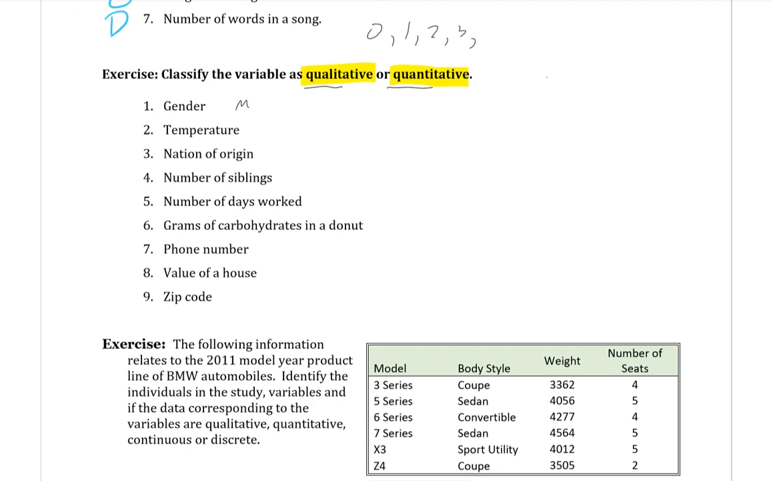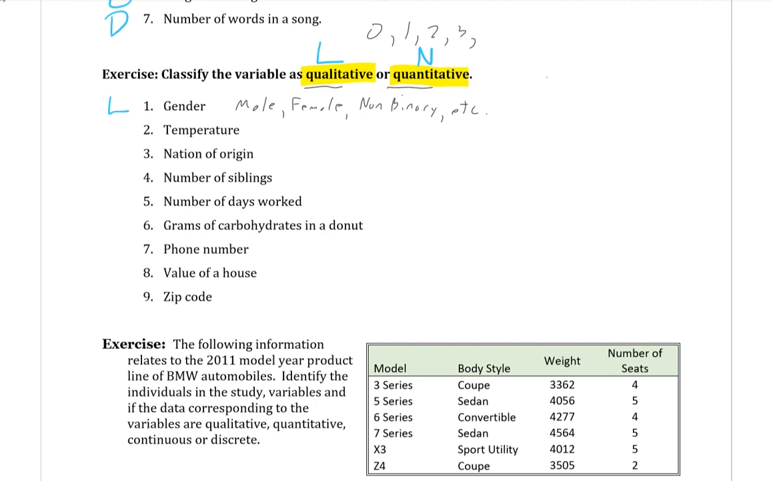Gender, we're going to have things like male, female, some would say non-binary, etc. These are all things that we would consider as genders. These are not numerical measures, so we would consider these qualitative. For the purpose of this, I'm going to use L for qualitative and N for quantitative. So for gender, we'd say it's qualitative.